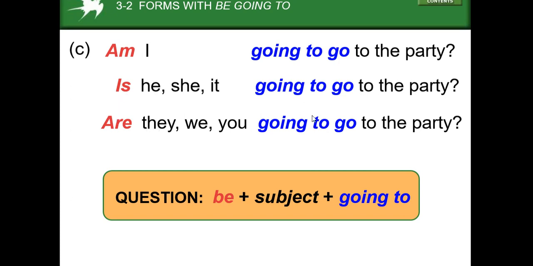Okay? Are they going to go to the party? Are you going to go to the party? Are we going to go to the party? Yes, we are. Yes, they are. No, they aren't. Okay, the answer is going to depend on the question. Remember this formula. To do questions, we have to put the verb be at the beginning, the subject, that can be a personal pronoun, can be a name, plus going to, plus the complement. You have to practice that.